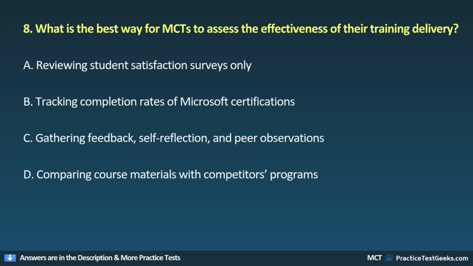8. What is the best way for MCTs to assess the effectiveness of their training delivery? A. Reviewing student satisfaction surveys only. B. Tracking completion rates of Microsoft certifications. C. Gathering feedback, self-reflection, and peer observations. D. Comparing course materials with competitors' programs.